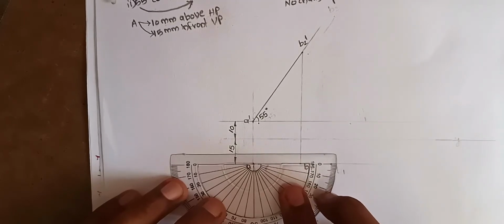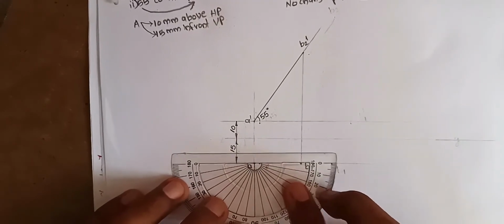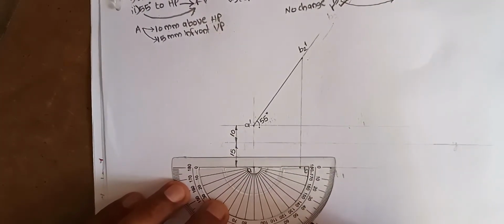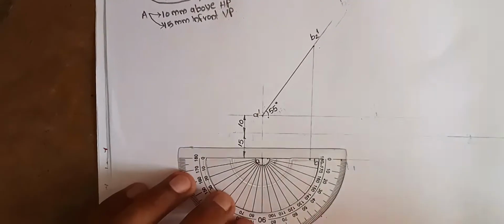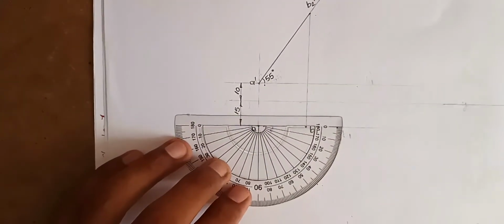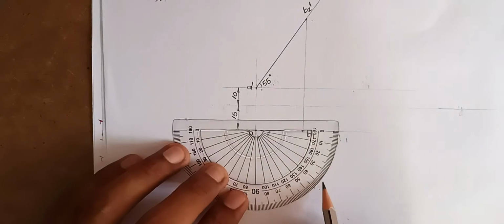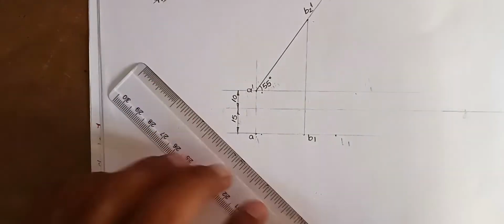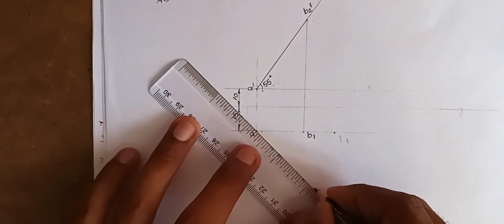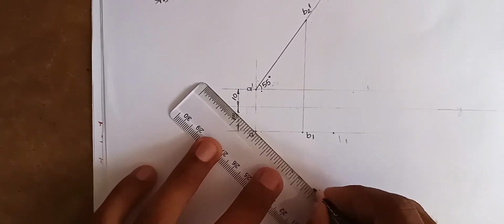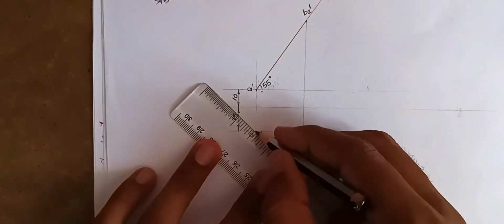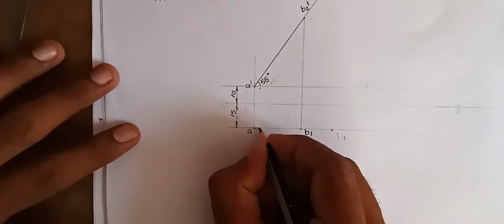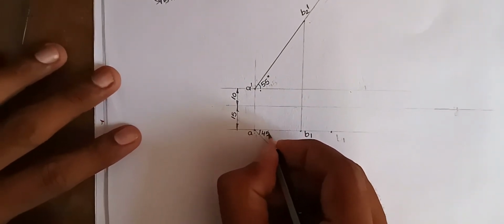So what is the angle, students? That is 45 degrees. Take the protractor and try to identify that marking. How much angle? 45 degrees. Make a line with that point, that is 45 degrees. Make a small light line, students. Okay, so that is 45 degrees.